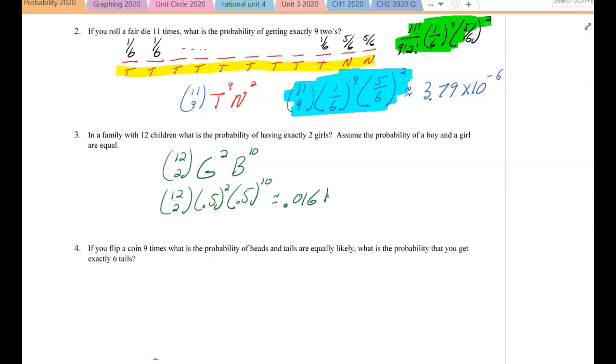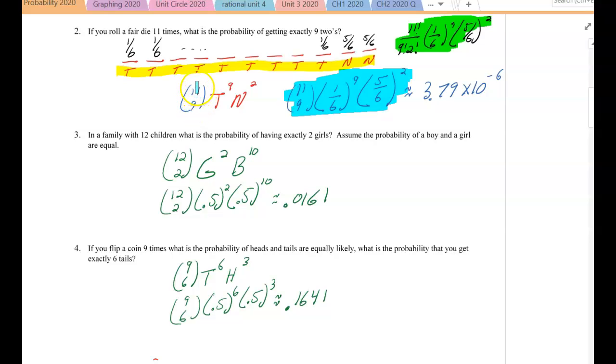Alright, so for problem number 4, you flip a coin 9 times, and you want to know the probability that you get exactly 6 tails, and let's assume equally likely. So for the tails, I want 6 of them. For the heads, I would need 3 of them, but I need the coefficient in front, so that would be 9 choose 6. And then 9 choose 6. Chance of a tails is 0.5. Chance of a heads is 0.5. And typing that into the calculator, I'm going to get 0.1641.